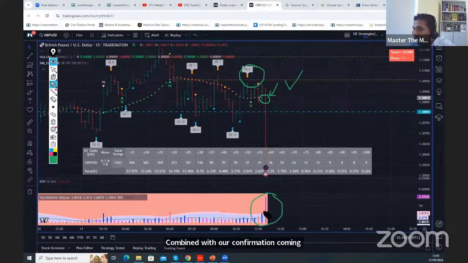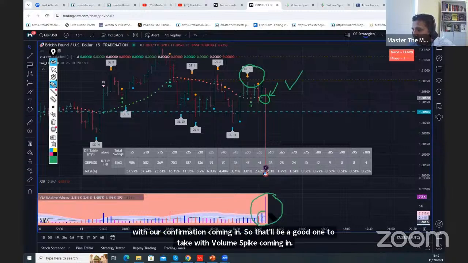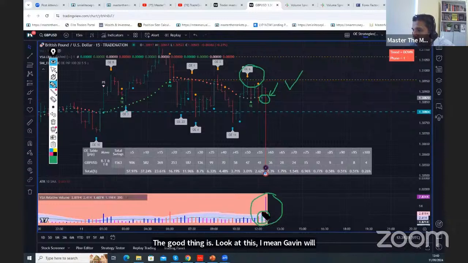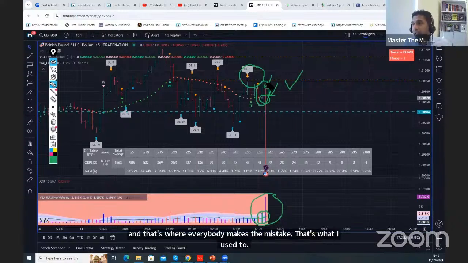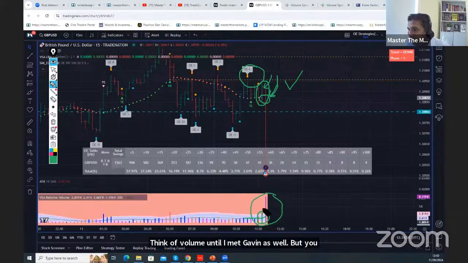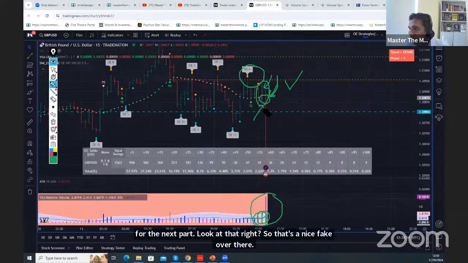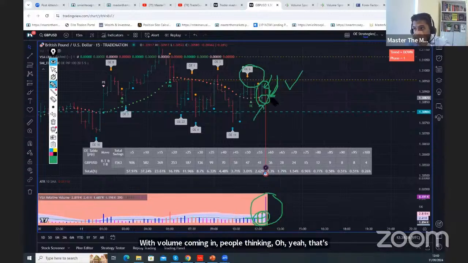The good thing is, look at this. I mean, Gavin will probably reaffirm this as well. Look at that, right? So the volume did spike against the relative volume moving average, and that was the green bar there. But like what Gavin always says, you don't take it on that one, and that's where everybody makes the mistake. That's what I used to think of volume until I met Gavin as well. But you look for the next bar. Look at that, right? So that's a nice fake over there, with volume coming in, people thinking, oh yeah, that's on the buying side before the news comes in, and look what happens, right? Reverts to the opposite side.